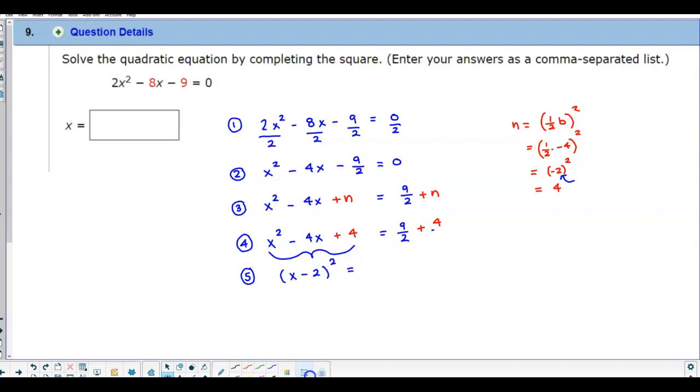Now over here we want to find a common denominator. So we know the common denominator between 1 and 2 is 2. So 2 times 1 gives you 2, 9 times 1 is 9. 1 times 2 is 2, so 4 times 2 is going to give you 8. So, in step number 6, we now have x minus 2 squared, which is equal to 17 over 2.